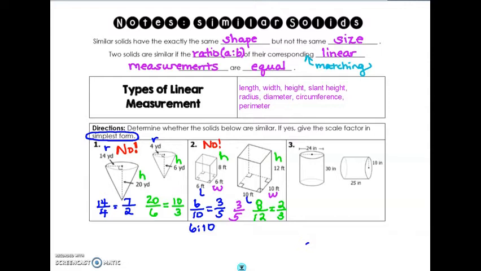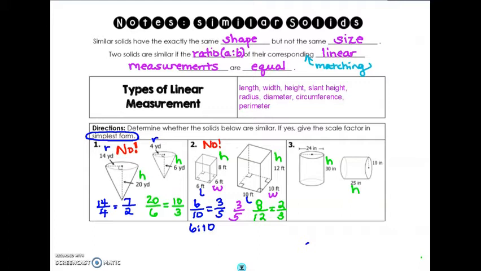Let's look at a last problem, number 3. Again, match up your linear measurements. Looks like I got a height for both. Even though the second one's laying on its side, that's okay. That's not the height. We cannot put that. We got to make sure the height is going to be 25. So just make sure you're really careful with where they are oriented, these shapes. The first two, they were kind of lined up really nicely. This last one, the cylinder is on its side.